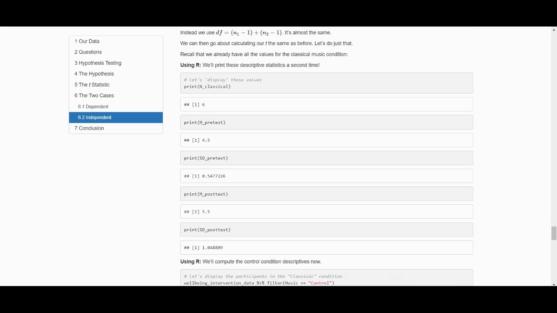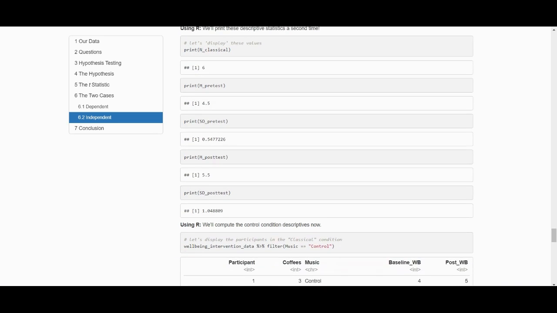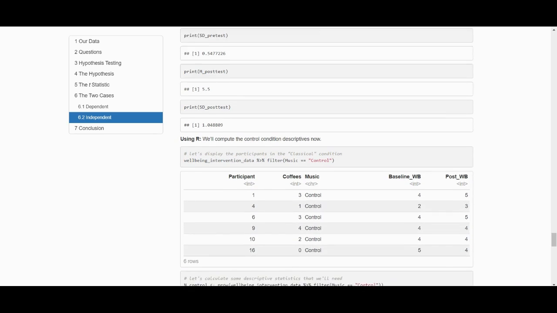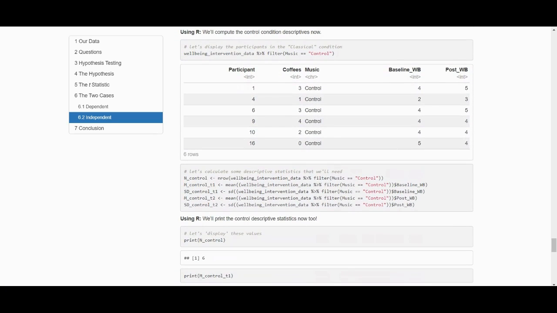So we can then go about calculating our t the same as before, and we'll do just that. Recall that we already have all the values for the classical music condition, and we'll just use R to print these values out just one more time. So we found previously our n classical, our M pretest, our standard deviation pretest, our M post-test, and standard deviation post-test. Now, we'll use the exact same method above to calculate the control descriptives.